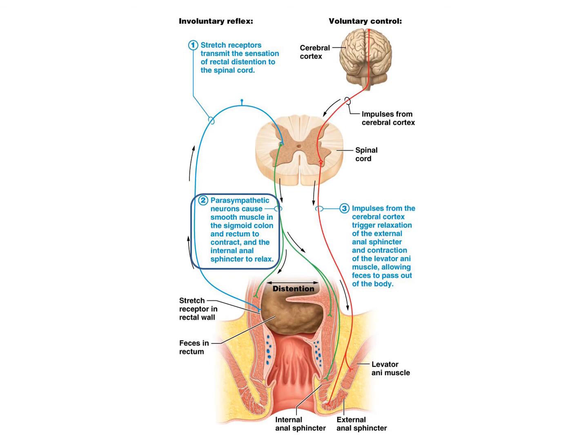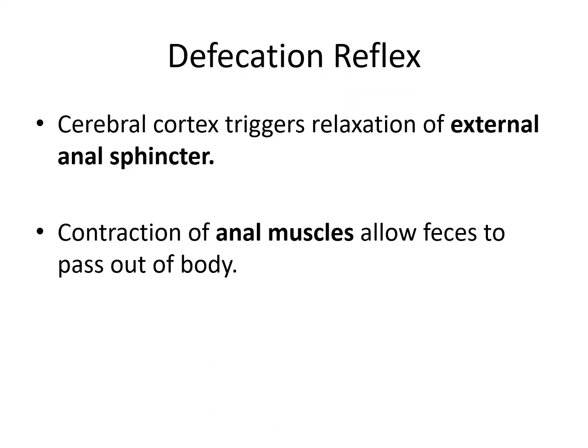So here we see parasympathetic neurons cause smooth muscles in the sigmoid colon and rectum to contract and the internal anal sphincter to relax. Finally, the cerebral cortex triggers relaxation of the external anal sphincter, because the external anal sphincter is under voluntary control. And contraction of the anal muscles allows feces to pass out of the body. So even though the internal anal sphincter is relaxing, as adults, once you gain voluntary control, you control when you want to continue the defecation reflex or not.